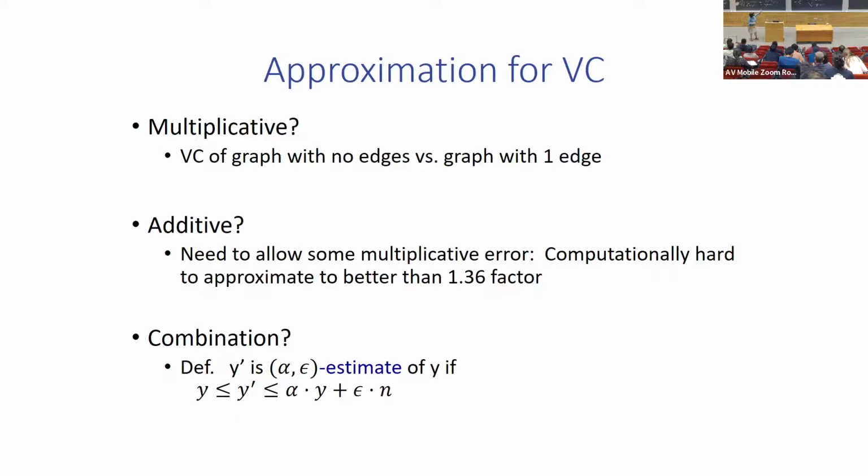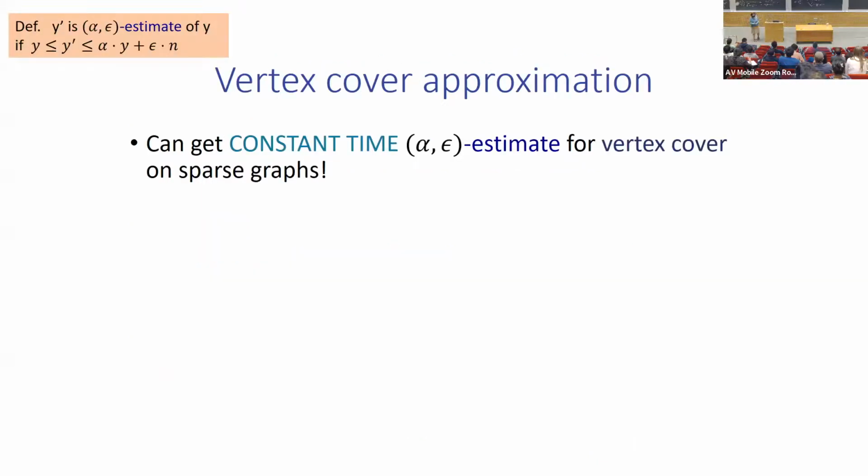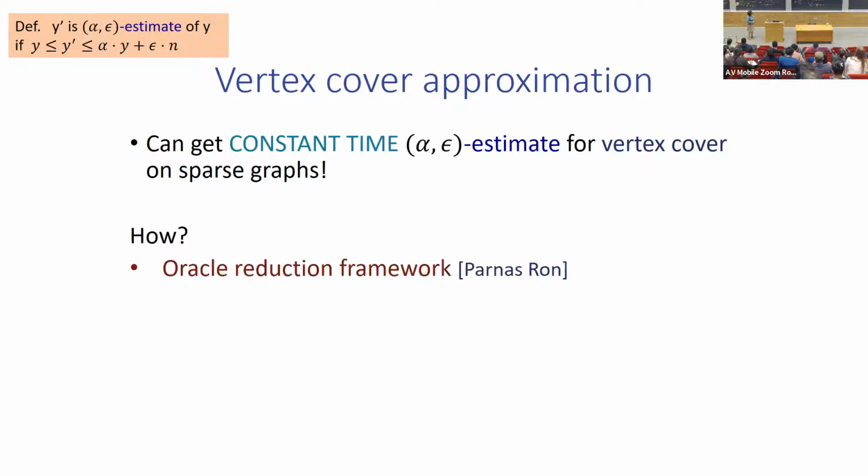Okay, so we're saying that y prime is an alpha epsilon estimate of y if y prime is between y and alpha y plus epsilon n. You don't really need to worry about the parameters, just multiplicative plus additive, both kinds of error. This particular notion of an approximation is good for minimization. You'd have a different notion of approximation for maximization problems. And now the interesting thing is you can get constant time alpha epsilon estimates for vertex cover on sparse graphs. The way we're going to do this is use this oracle reduction framework.